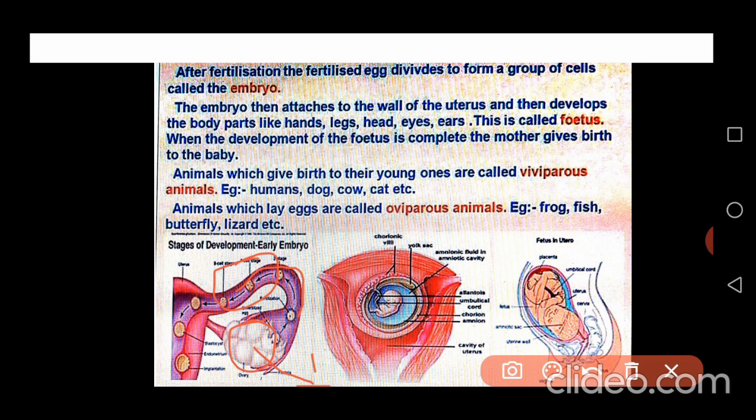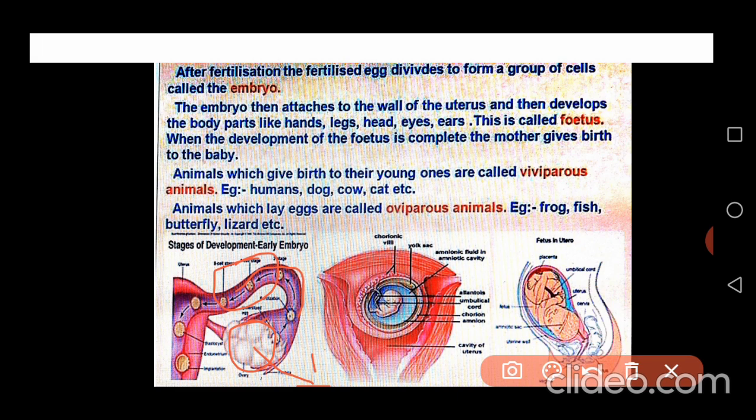In the fallopian tube, fertilization usually takes place. The sperm enters the egg, and finally that egg becomes a fertilized egg. Later that fertilized egg divides to form a group of cells, which is what we call an embryo.